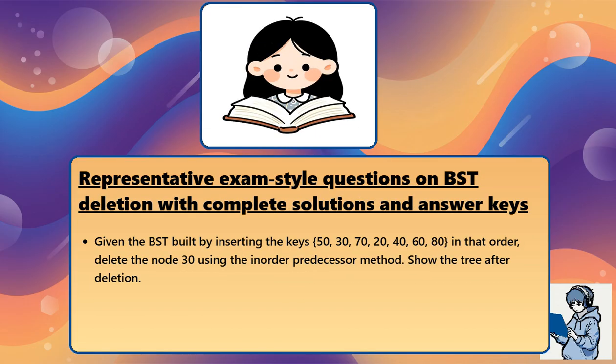Given the binary search tree built by inserting the keys 50, 30, 70, 20, 40, 60, 80 in that order, delete the node 30 using the in-order predecessor method. Show the tree after deletion.